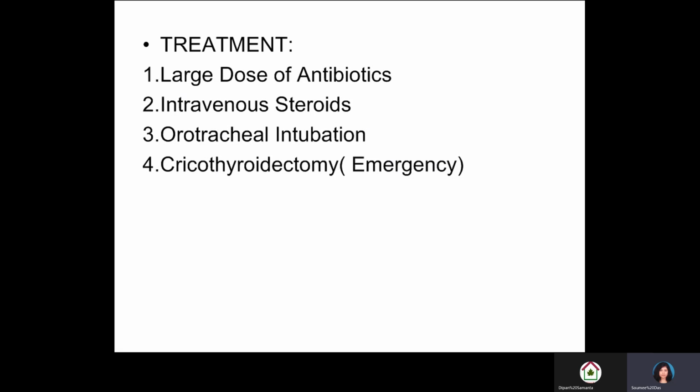So the mainstay of the treatment is medicinal treatment, antibiotic and steroid, and the surgical or semi-surgical procedures are orotracheal intubation and emergency cricothyroidectomy. For orotracheal intubation, we have to remember that if there is severe hyperemia of the epiglottis, we cannot do intubation. Okay, so we have to remember that.